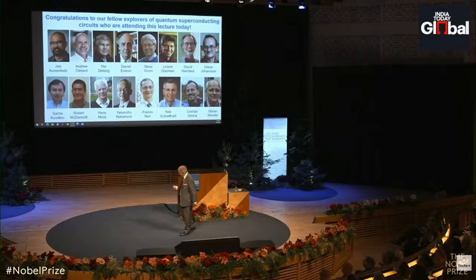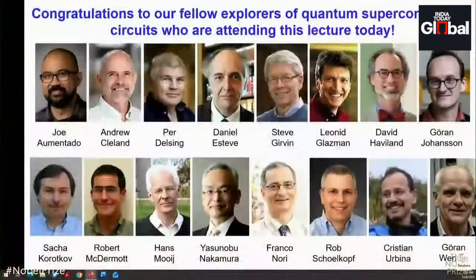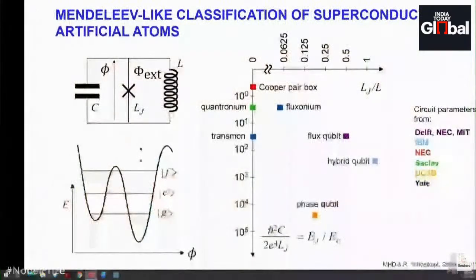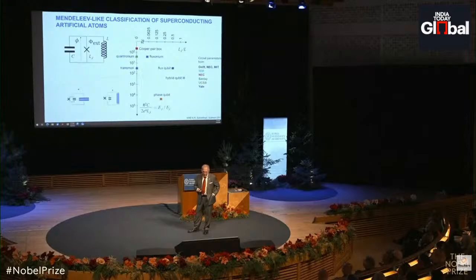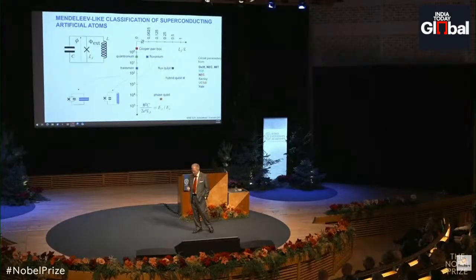And I would like to acknowledge here all the people who are in the audience that have participated in this exploration. These artificial atoms have this analog of the Mendeleev table. I don't have time to comment, but each of these dots represent some configuration, some kind of new artificial atom. And there are two that are popular, the transmon and the fluxonium.